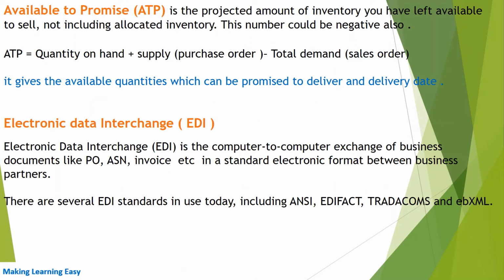What is EDI? It is the computer to computer exchange of business documents like PO, ASN, invoice in a standard electronic format between business partners. So it is one of the ways of exchanging the information between the systems. And it has many standards like ANSI, EDIFACT, EBXML, TRADACOMS. So all these are the standards which we use.